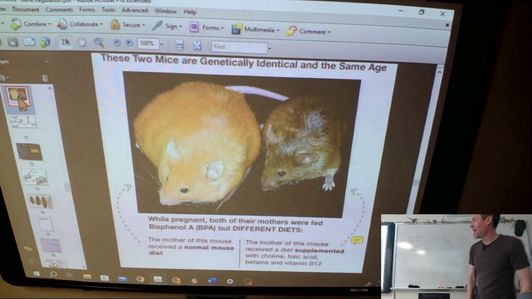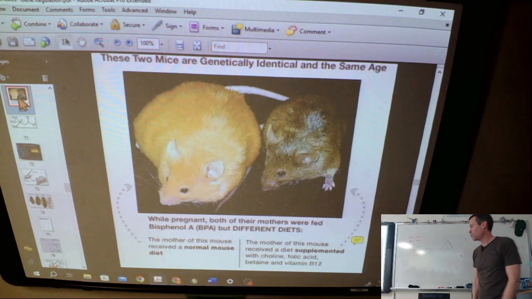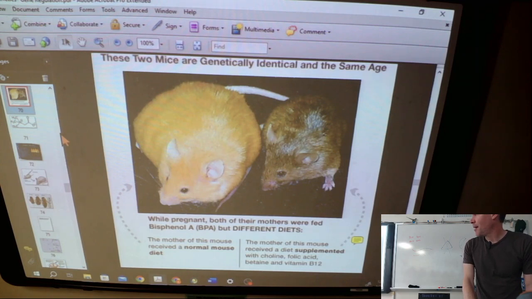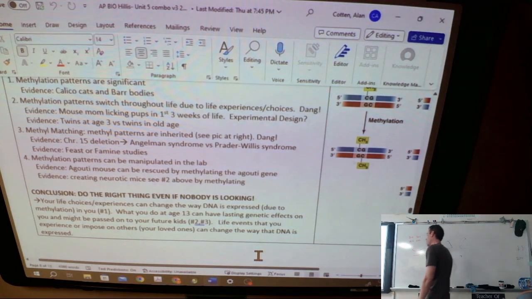So anyway, we think BPA could potentially be the cause for some of our health issues because we've been drinking out of plastic water bottles with BPA, and our food's been in plastic things with BPA. Who knows?